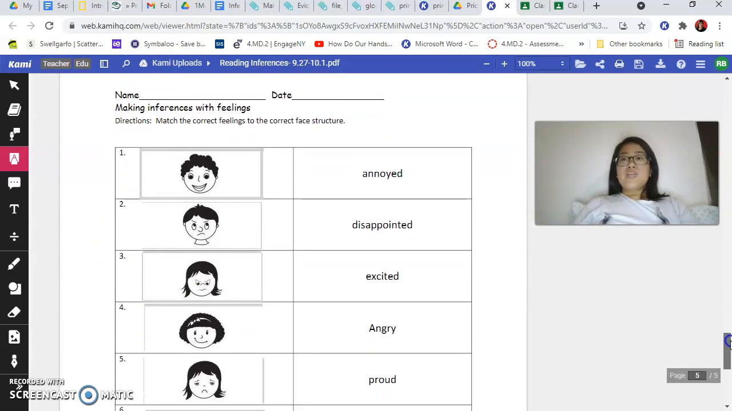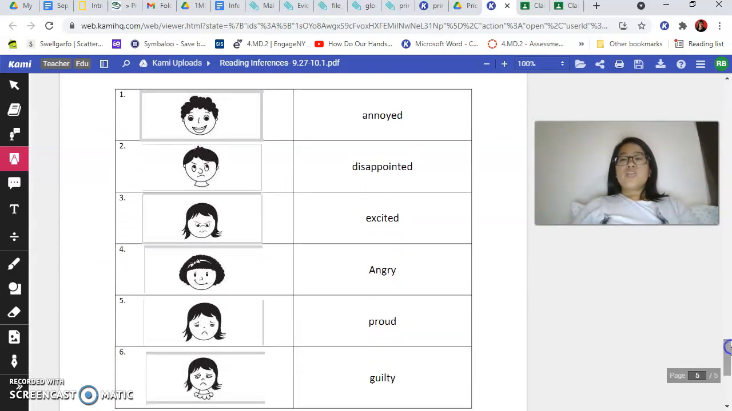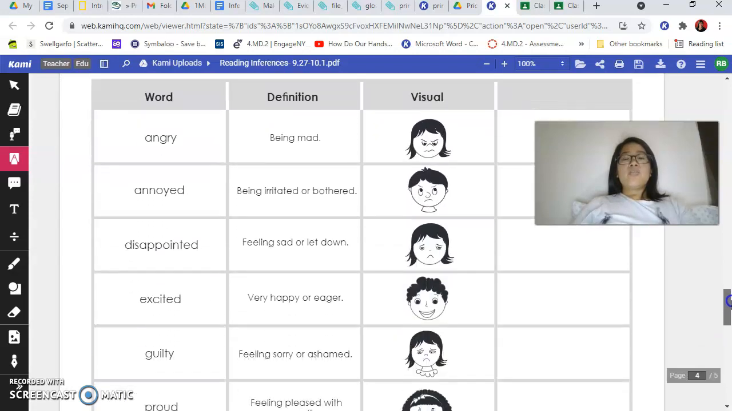And then on Friday, you're going to match the correct face and structure. So what we have on the left, you're going to match to the right. You're going to connect the dots or draw a line to the person and the word. Okay? And again, you can use the information from the day before.